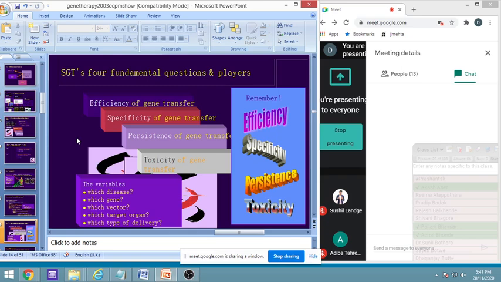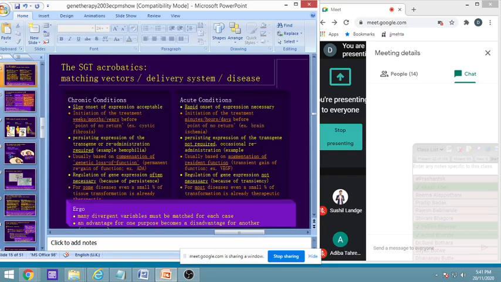So again you should know which are the genes, which is the vector, which should be the organ, and which type of delivery. These are the things you have to think: in which disease gene therapy can be useful, which gene has to be taken out, which gene has to be inserted, how much portion has to be taken. Then if this gene is there, what vector is to be used, what should be the target organ, and which type of delivery should be done. There are various vectors and various delivery systems, which can be used in various diseases.